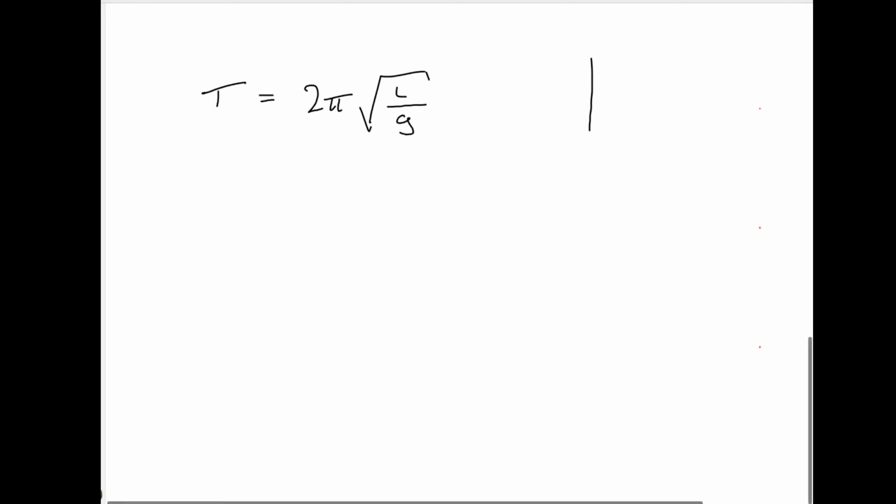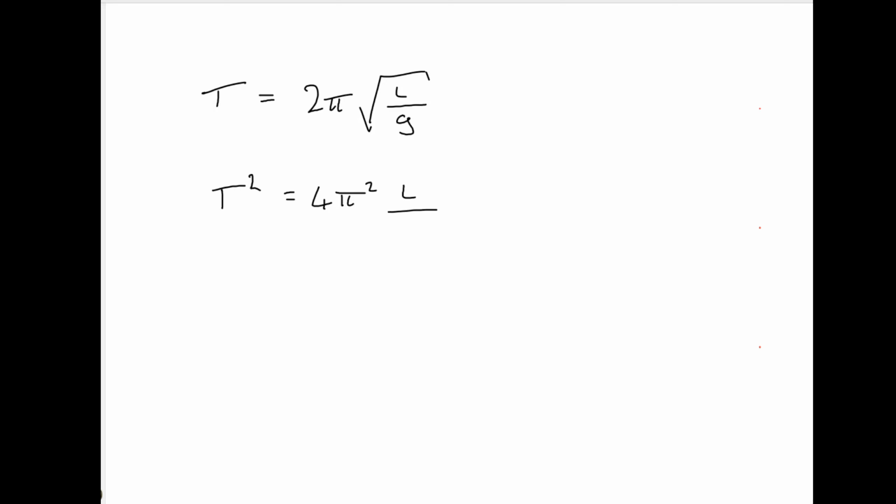Okay, so if we square both sides of this, you can do it with t and root L in fairness, but you don't have to. If you square both sides, it's just a little bit more neat. So square both sides gives us t squared on the left, 4 pi squared, and then it just removes that square root, L over g.